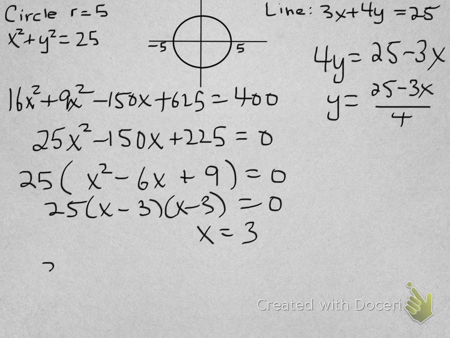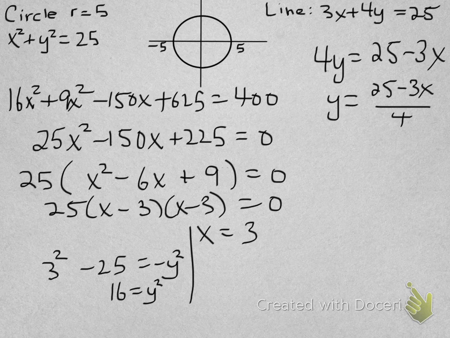So plugging 3 into my formula above, in the circle equation, 3 squared minus 25 equals minus y squared. So 9 minus 25 is negative 16, but there's a negative on the other side, so 16 equals y squared. I think it's obvious now that y is 4. Okay, so there's my solution. That is the point on the circle where the line intersects at exactly one spot, the tangent.